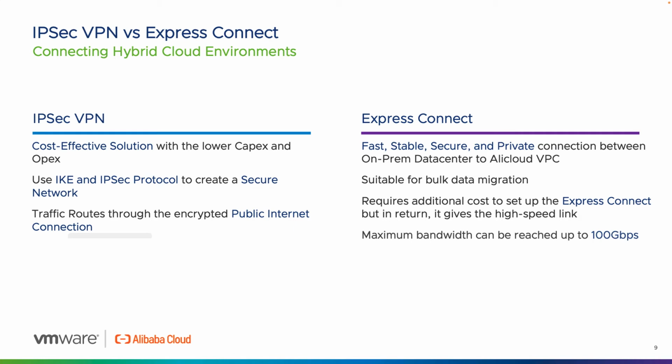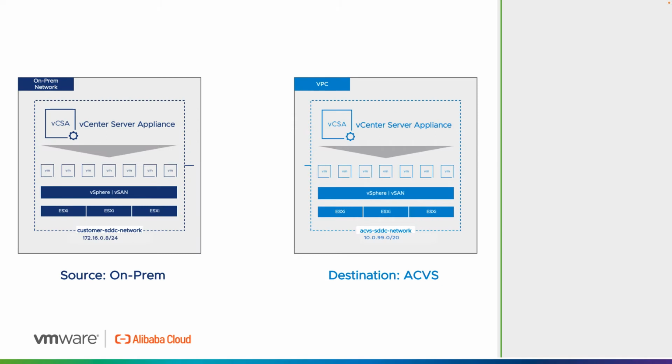Let us understand the high-level steps to establish the IPsec VPN between the two sites. We have two data centers here, source and destination. Source is where we have the on-prem data center, and our destination is the ACVS SDDC. The first step is to log into the Alibaba Cloud console and create a VPN gateway. Associate the VPN gateway to the VPC where the VMware SDDC is deployed. Upon completion of this process, the VPN gateway will have its own public IP address.